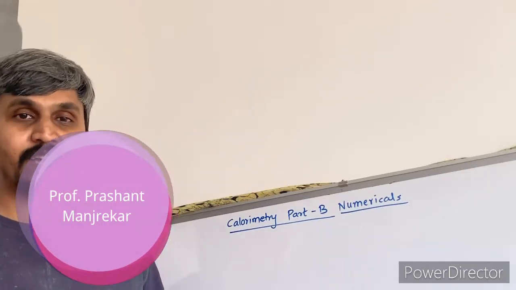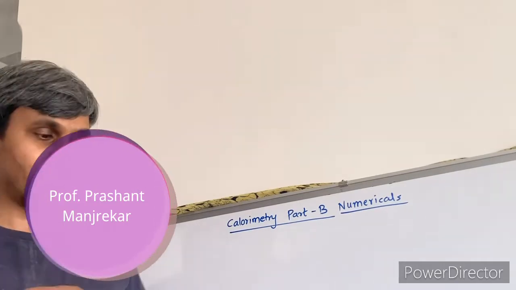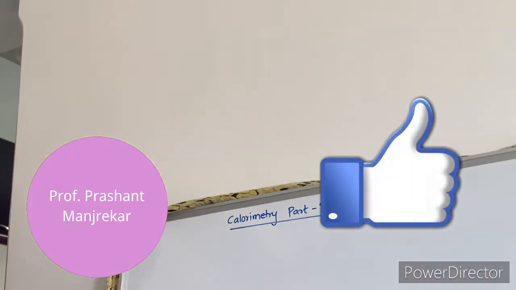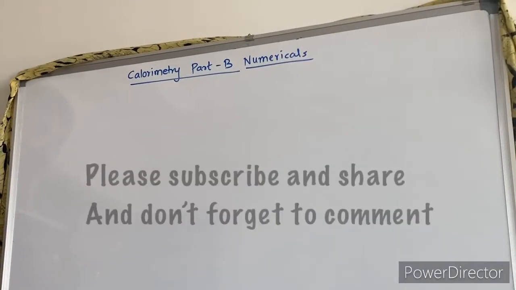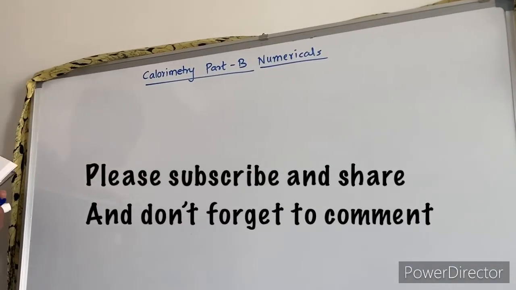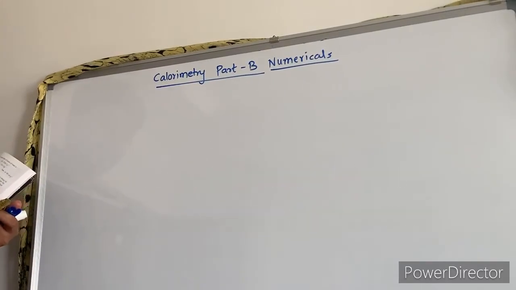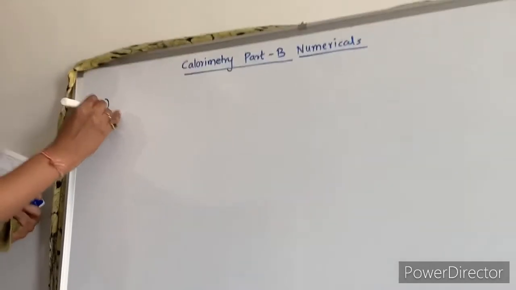I am going to start with the calorimetry part with numericals. Now, just start. First numerical: 10 gram of ice at 0 degrees Celsius absorbs 5460 joule of heat energy and melts and changes into water at 50. Now, to use this flow chart, what is given?